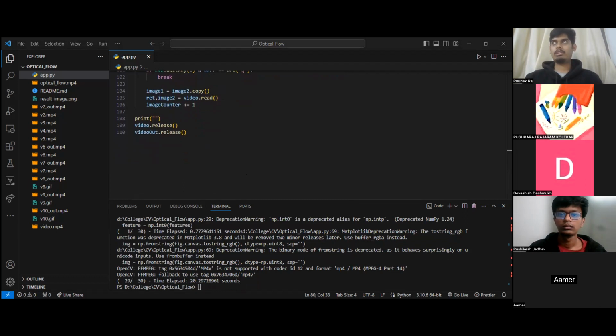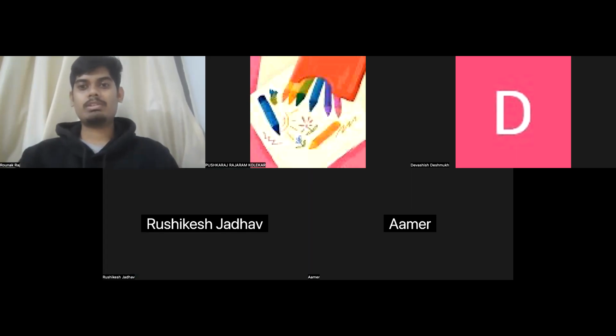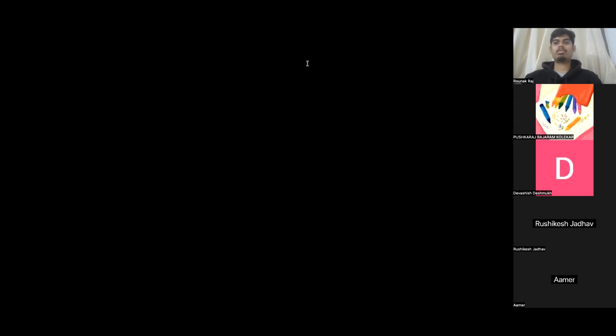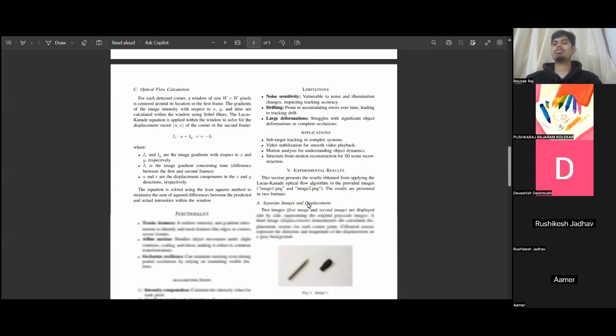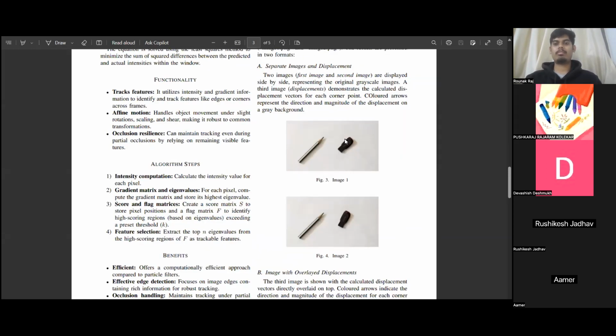Now moving to the experimental results. Basically, there are 4 parts: A, B, C, and D. So the basic outcome of the code that Rushikesh showed was that we take a video file, and the video file captures 2 frames, and from those frames, the displacement is shown.